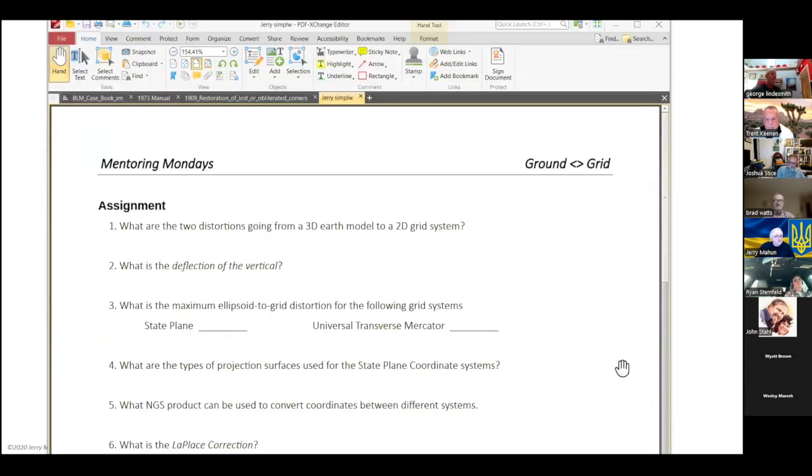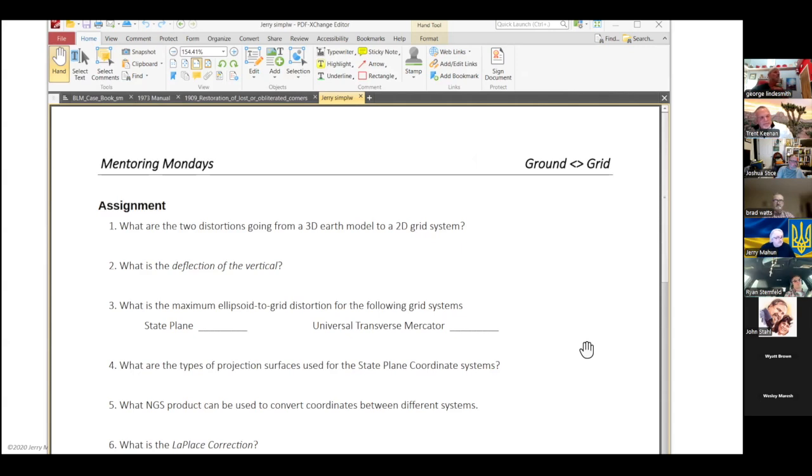What are the two distortions going from a 3D Earth model to a 2D grid system? This is where you jump in with the answers because this is positive feedback now. It's just like being back in teaching. It's like I never left. That's right. Nobody's responding. What kind of calculation did we just do? We did direction and we did distance, right? Those are two distortions, directions and distances.